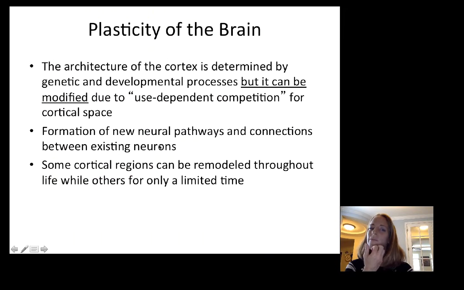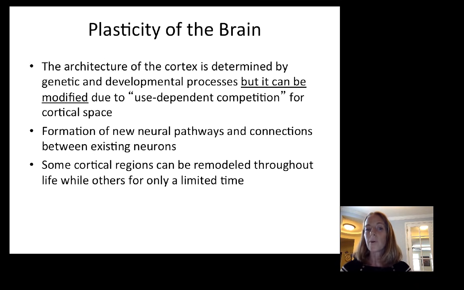The last thing I'll say about the brain before we move on to the spinal cord is that it can exhibit plasticity. The architecture of the cerebral cortex, or the organization of the cortex, like the mapping that I showed you where the different areas are, is determined by genetic and developmental processes. But there's some really fascinating research going on right now that shows that the organization of the cortex can be modified due to how much activity is in a particular area. We call this use-dependent competition.